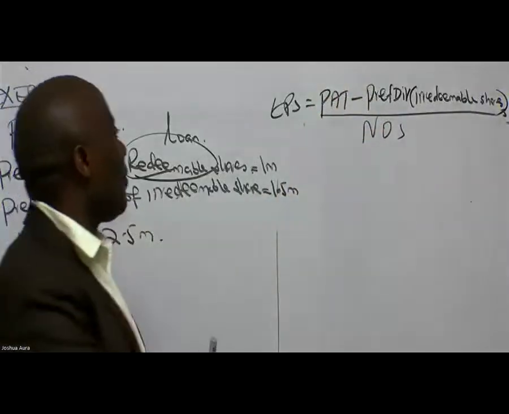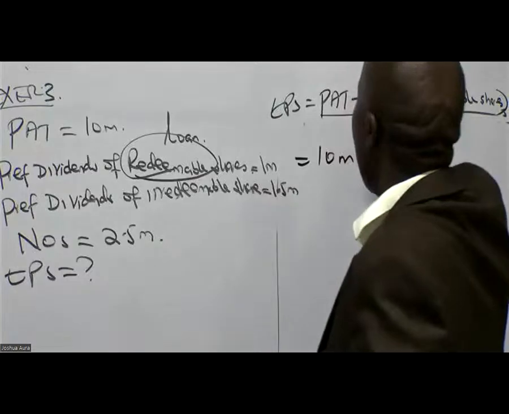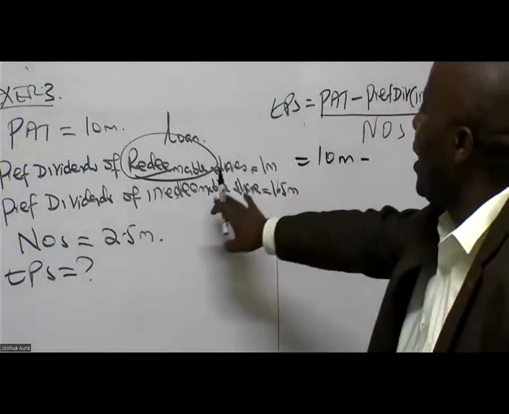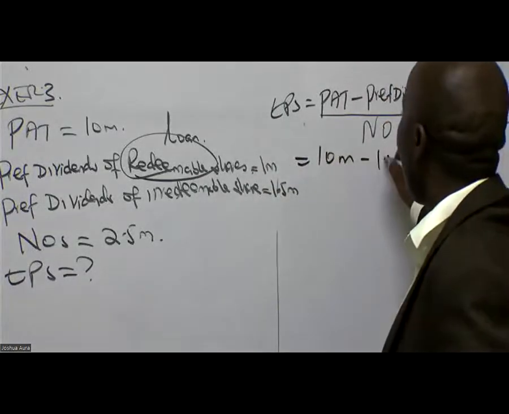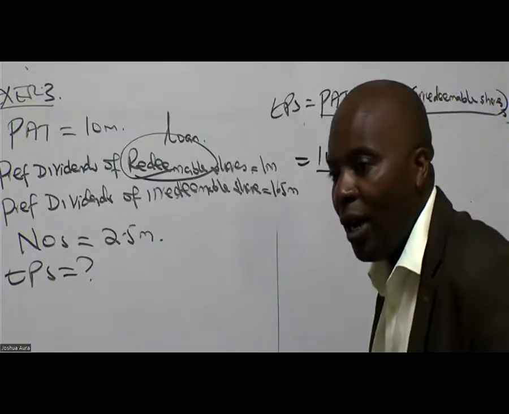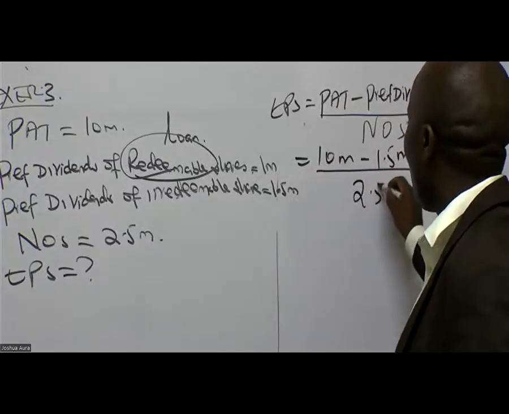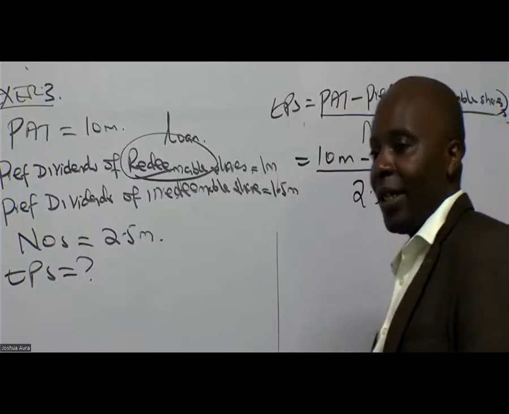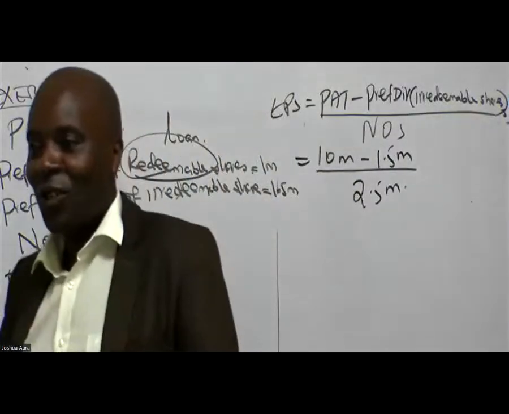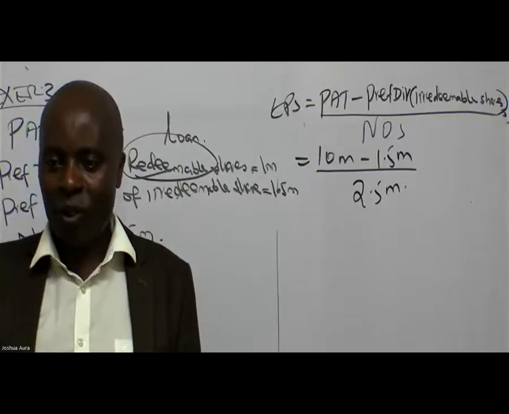So the profit after tax, ladies and gentlemen, is 10 million minus the preference dividend of these irredeemable shares, which is 1.5 million, all over the number of ordinary shares, which are how many here? 2.5 million. Great. So is there somebody who got this really correctly? Is there somebody who got this right?